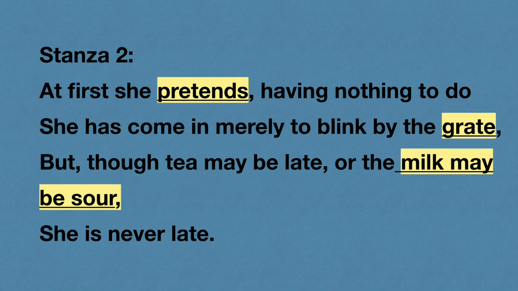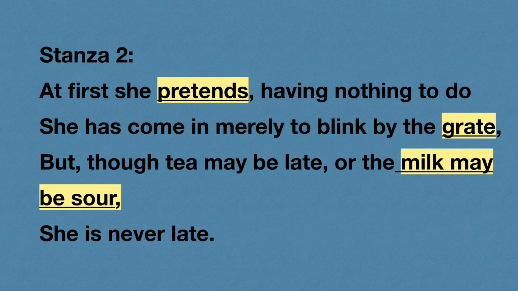Stanza 2. At first she pretends having nothing to do. She has come in merely to blink by the grate. But though tea may be late or the milk may be sour, she is never late. Here, pretend means to act. Grate is the metal frame that holds the wood, coal and other stuff in the fireplace. And sour milk is the milk that is no longer fresh.